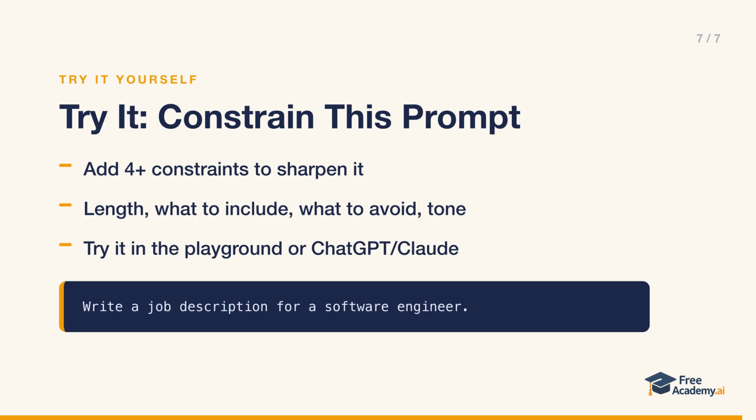Now it's your turn. Here's a deliberately bare prompt. Write a job description for a software engineer. Your job is to add at least 4 constraints that pull it into shape. Give it a length, maybe maximum 300 words. Add positive rules for what to include, like required skills, nice-to-haves, and benefits. Add negative rules for what to avoid, like gendered language, salary range, or buzzwords such as rockstar or ninja. And set a tone, perhaps professional but approachable, not corporate stiff.